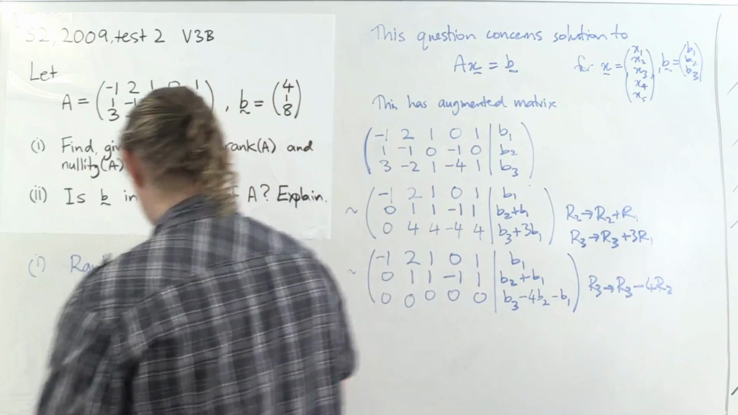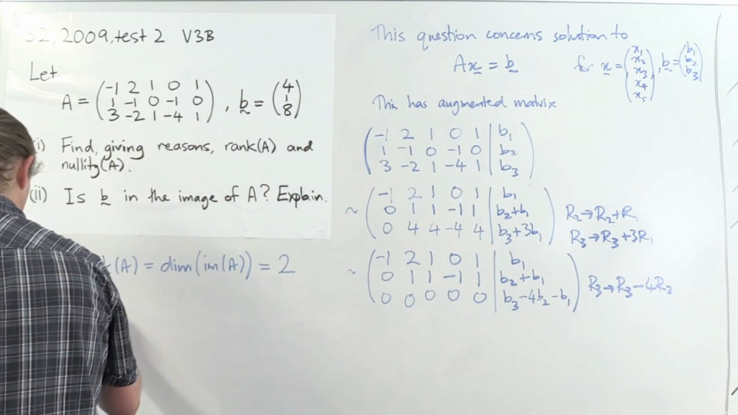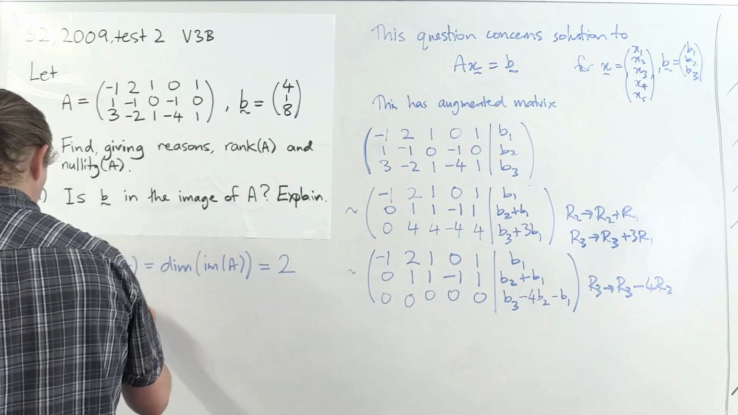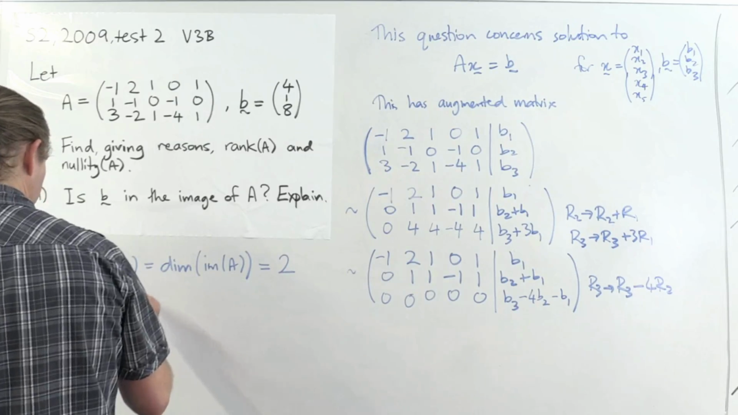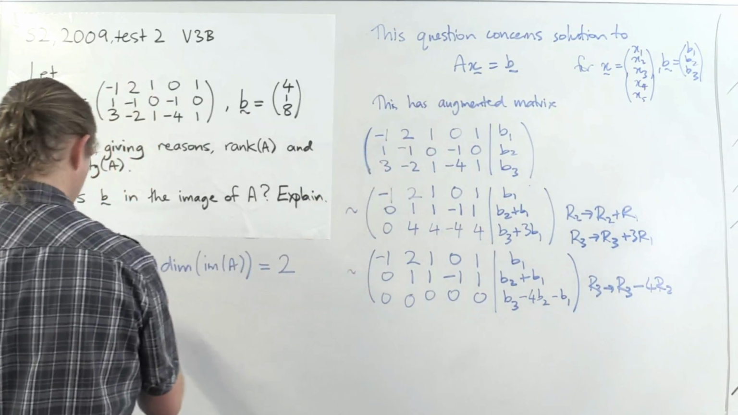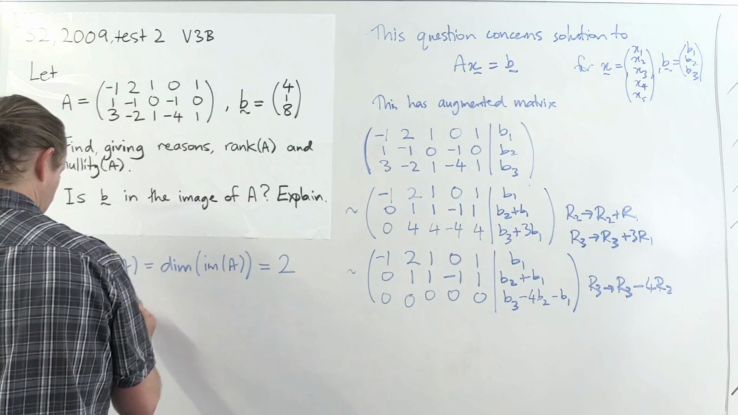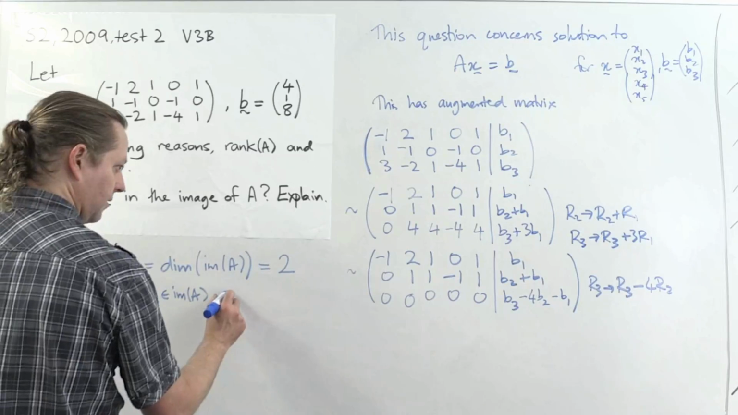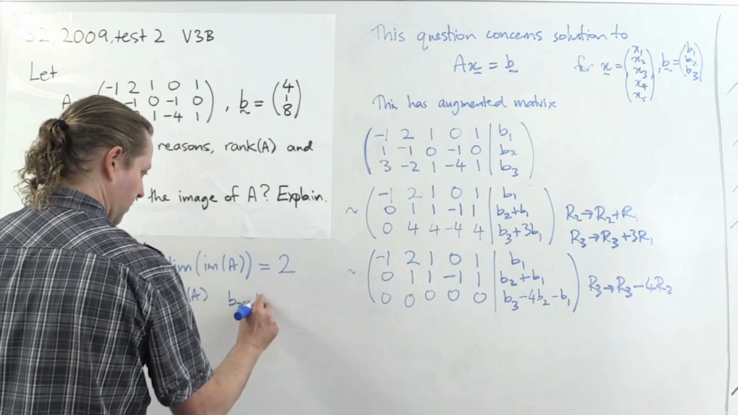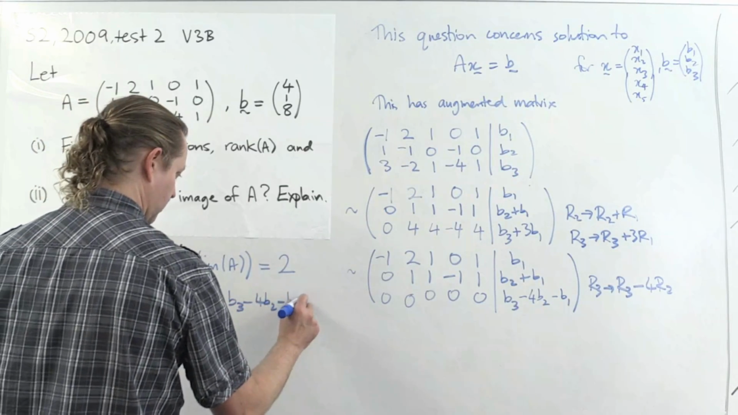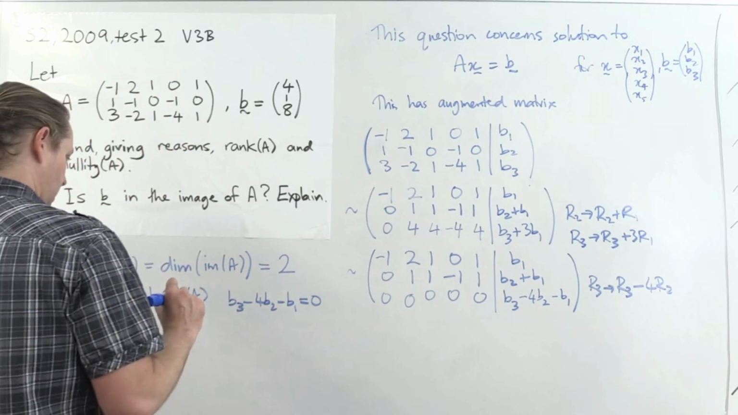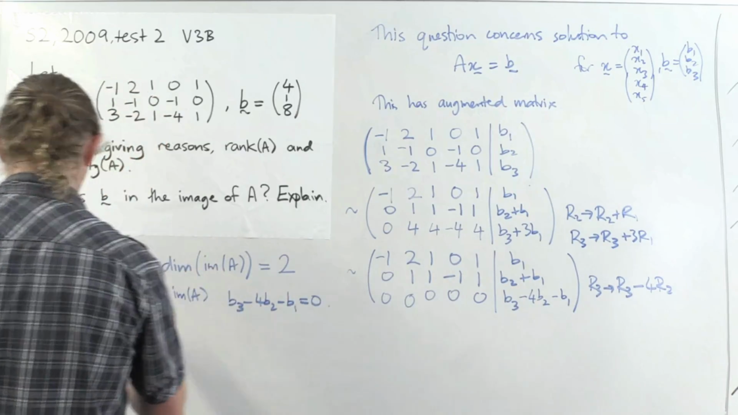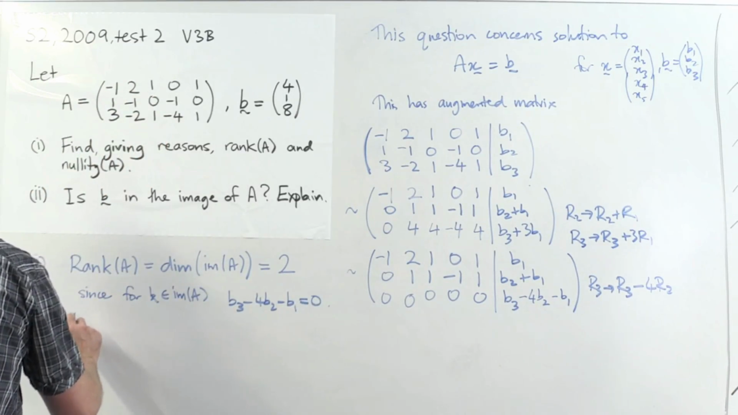Okay, so I should say you've got to give a reason, since the image of A is vectors like b. For b in the image of A, we need b3 minus 4b2 minus b1 equals 0. And this is, if you like, a plane in 3 dimensions. That'll probably do.